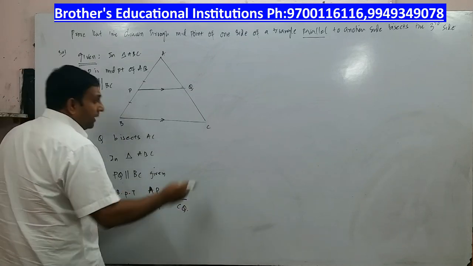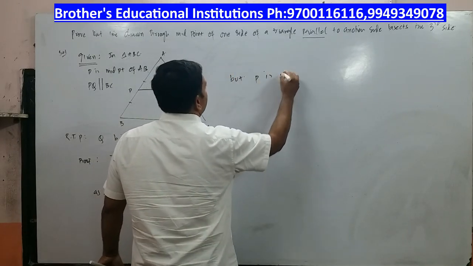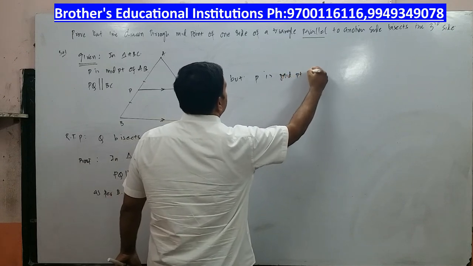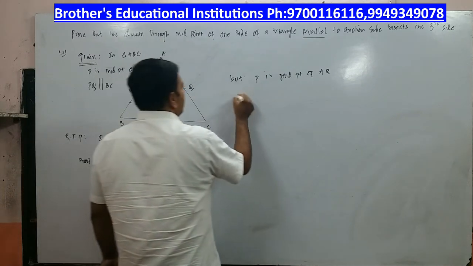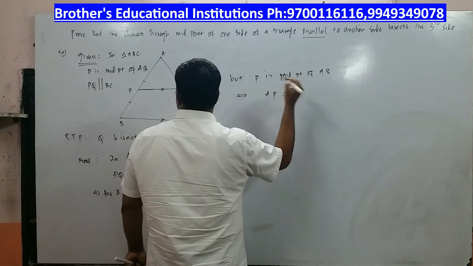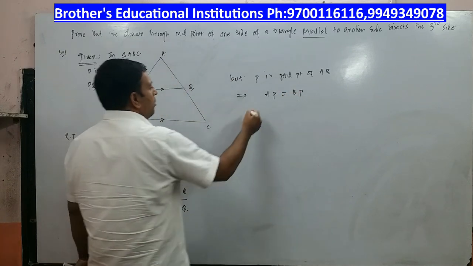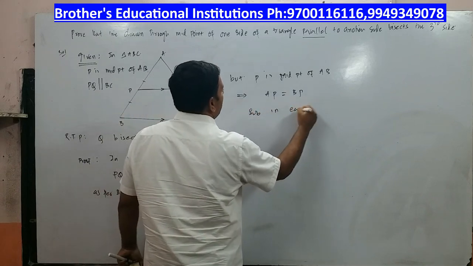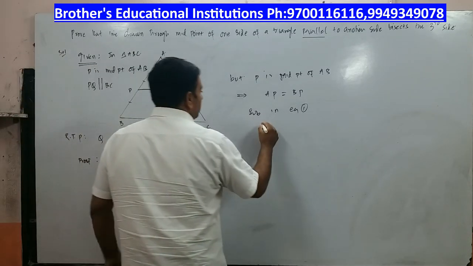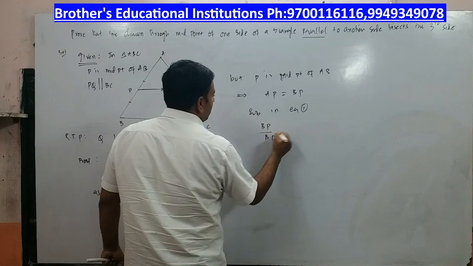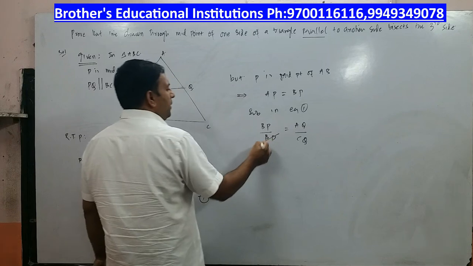Now, but P is the midpoint of AB. P is the midpoint of AB. It implies AP is equal to BP. Now substitute in equation 1. I will call this equation 1. Now in place of AP I will write BP. So BP by BP is equal to AQ by CQ. Now BP will get cancelled.